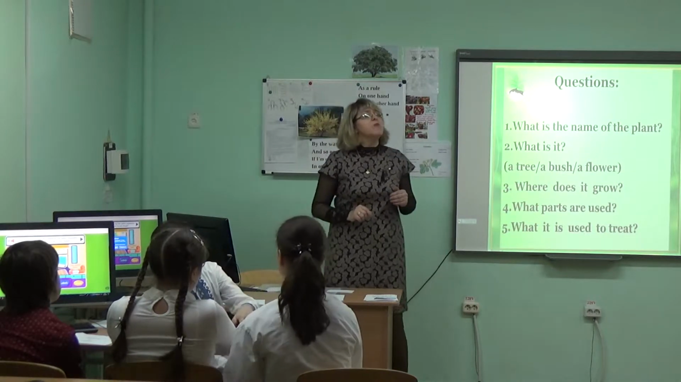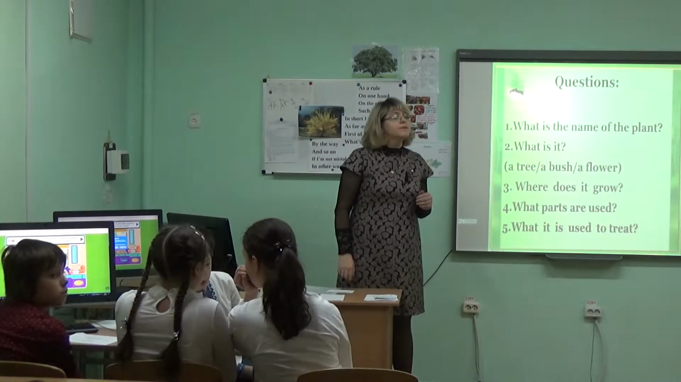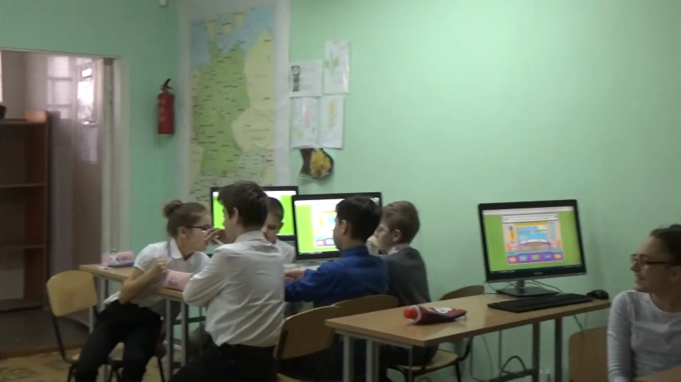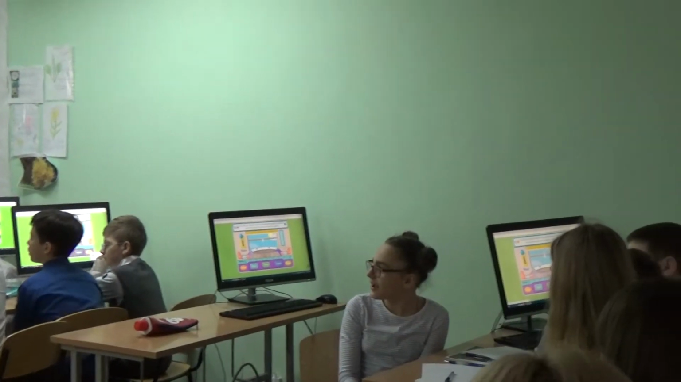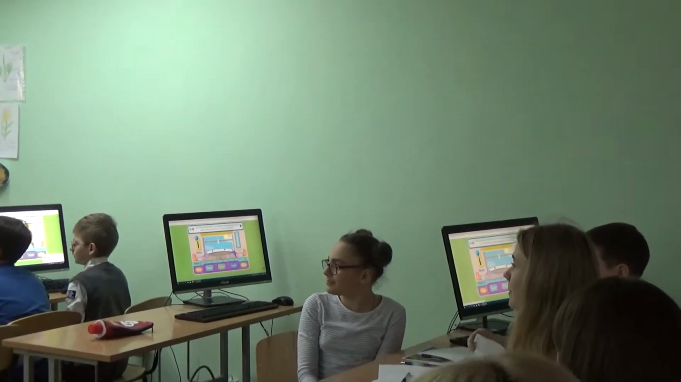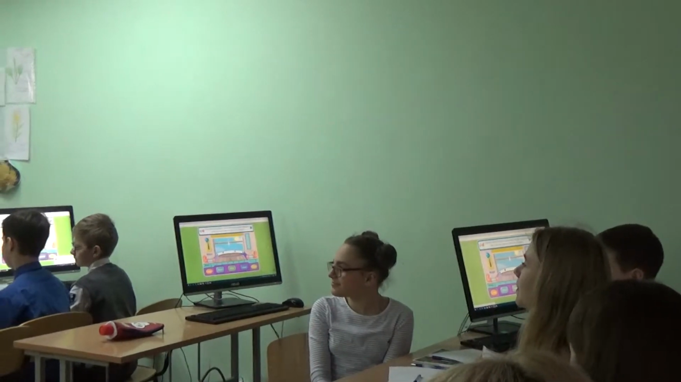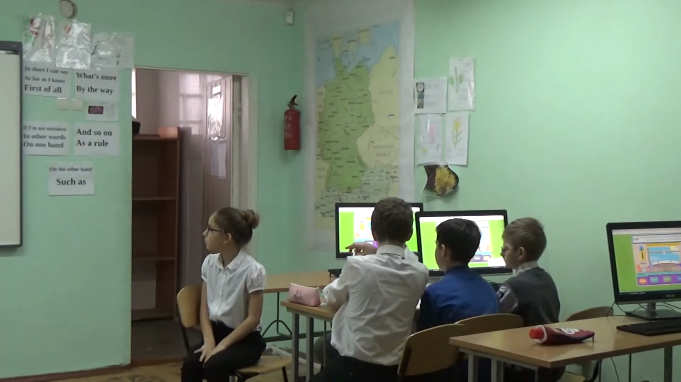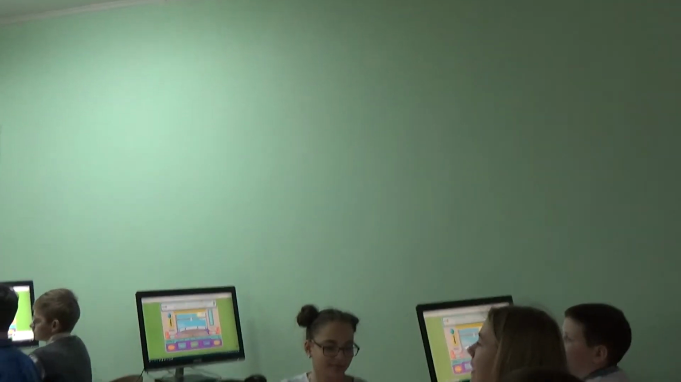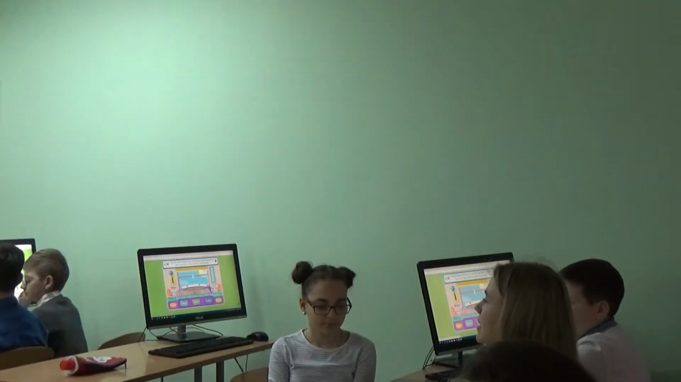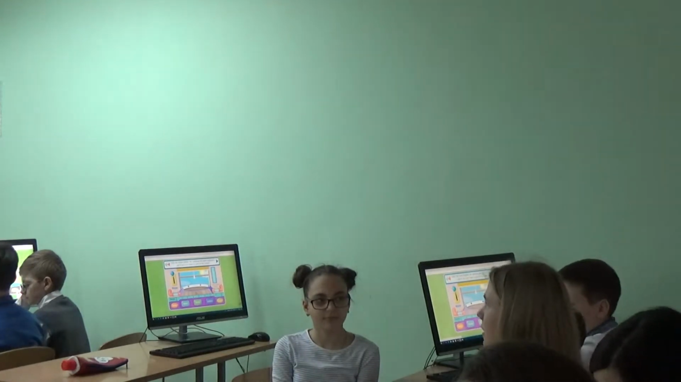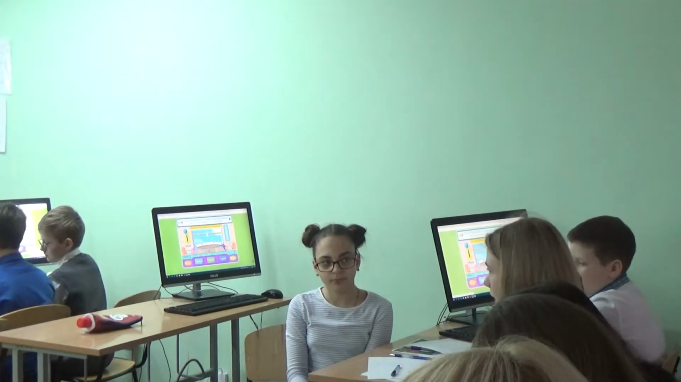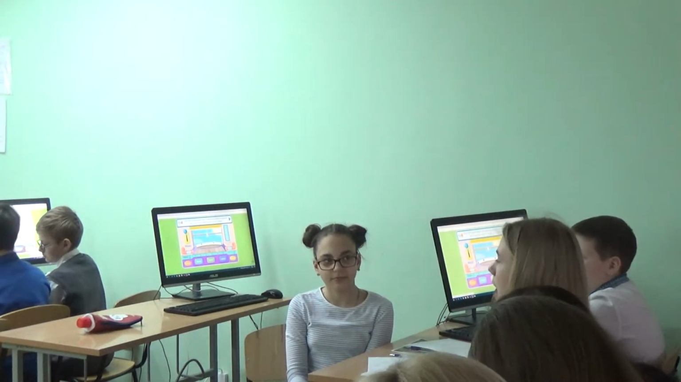Team number 2, what is the name of your team? It is your text, but what is the name of your team? Beautiful fragile flower. And your text is about poppy. Okay, who will speak? Masha, please. The name of the plant is poppy. It is a flower. It grows in Europe and Asia. All parts of this plant are used.